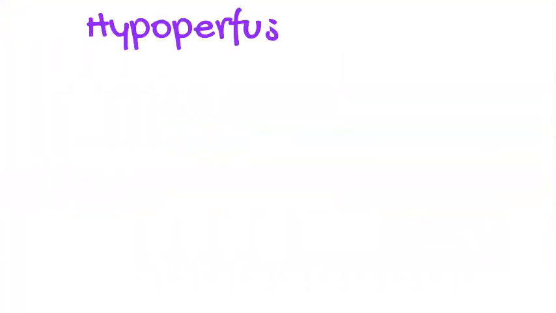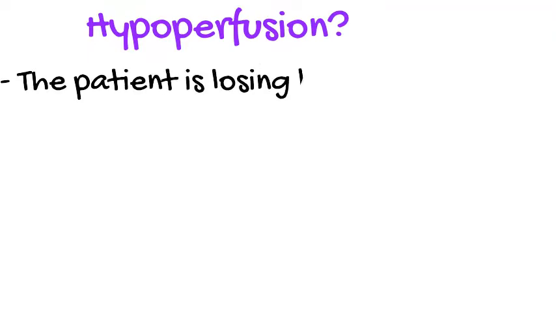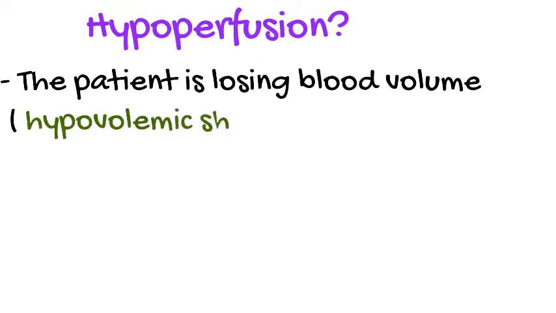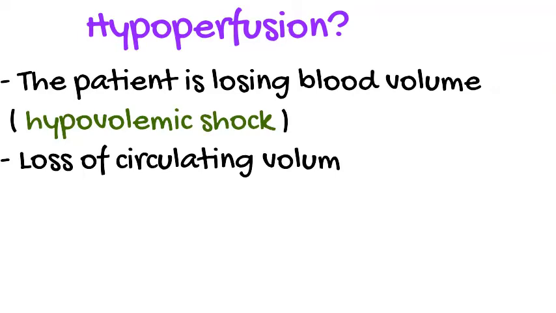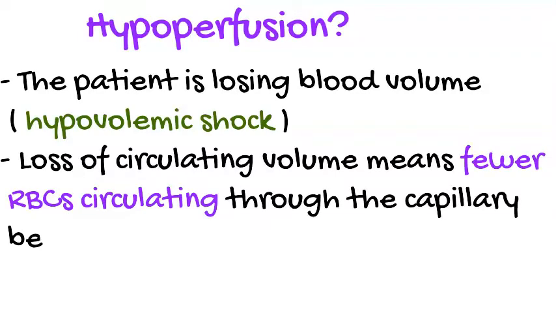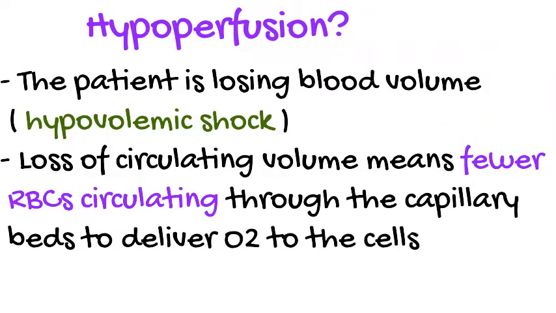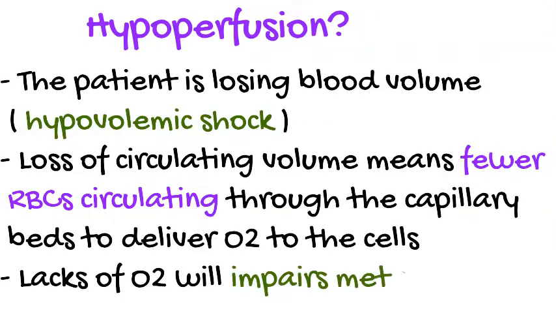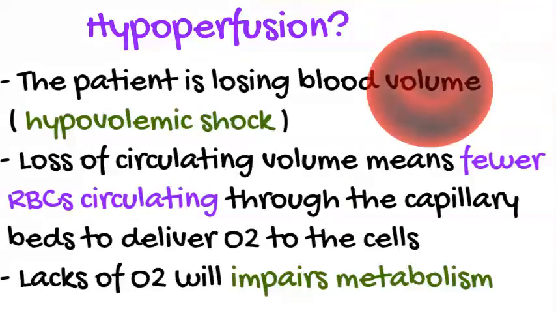In the state of hypoperfusion, the patient is losing blood, hypovolemic shock. There is loss of circulating volume, that means fewer RBC, red blood cells, circulating through the capillary beds to deliver oxygen to the cells. Lack of oxygen will impair metabolism of the cell. So you must remember, every RBC is important.